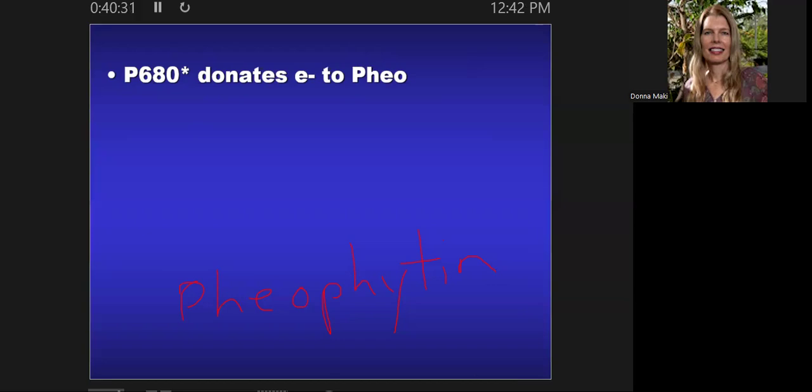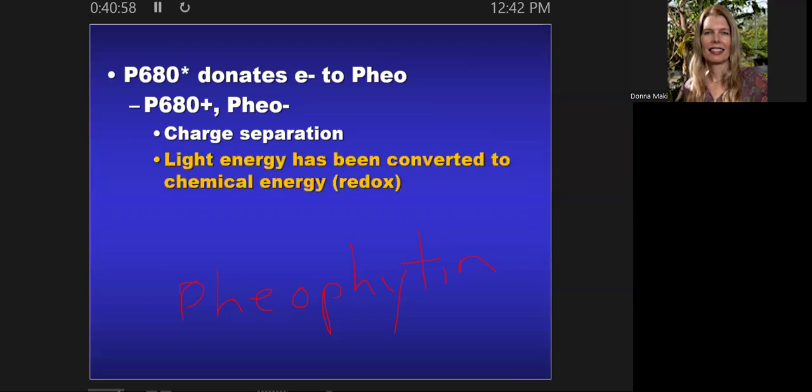So now we depict it this way. We say, okay, that chlorophyll in the reaction center, the P680 chlorophyll just lost an electron, so now it's in the plus state. Pheophytin gained an electron, so now we put it in the negative. So that's showing what they call a charge separation. You have an oxidized chlorophyll, reduced pheo, plus minus. So that's the exact spot where you can say light energy has been converted to chemical energy. You had a redox process result from that.